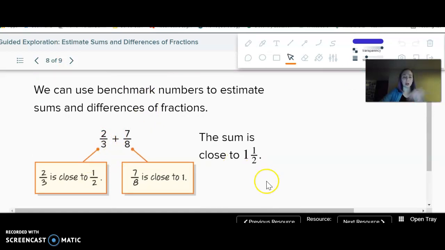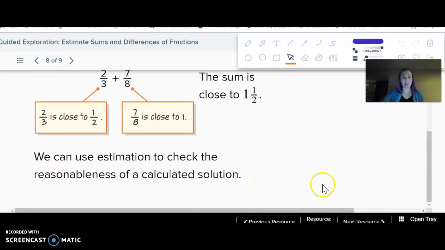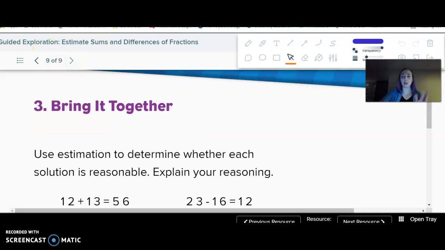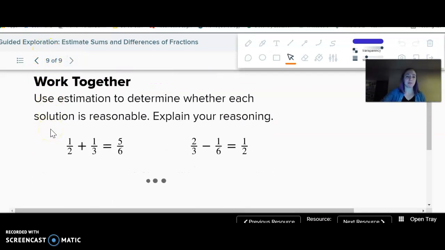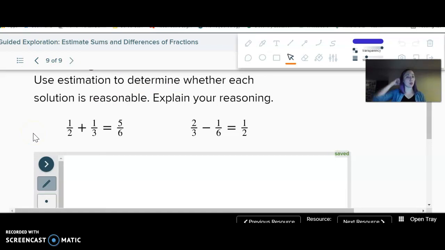So we round each of them, and then we can add or subtract. That can help us know if we're in the right area when we actually do our problems. All right, so let's say, is 1/2 plus 1/3 5/6? Is that reasonable? Well, 1/2 is exactly 1/2, so we can leave that be.